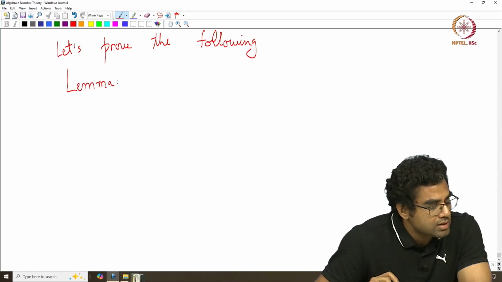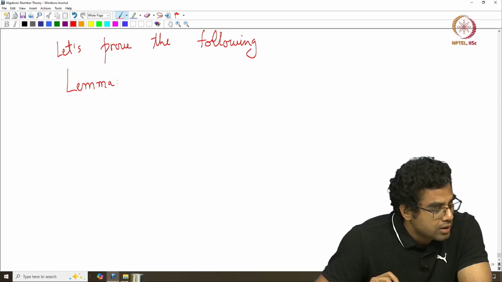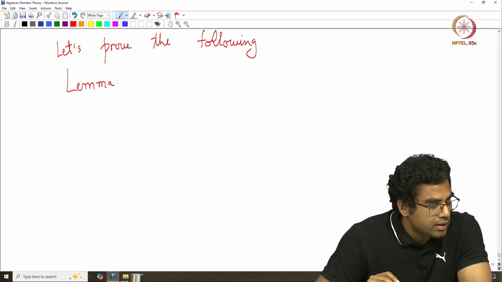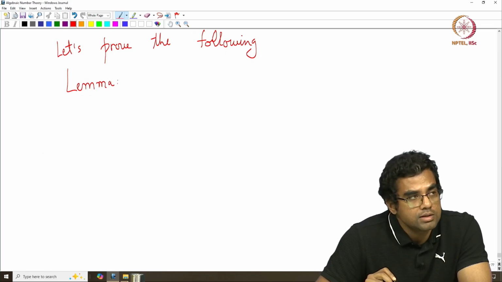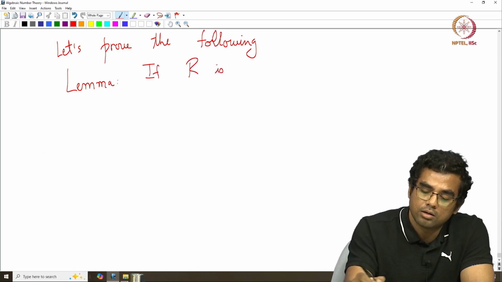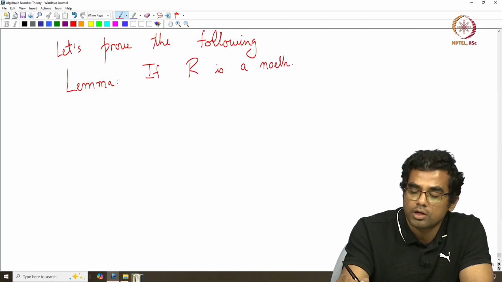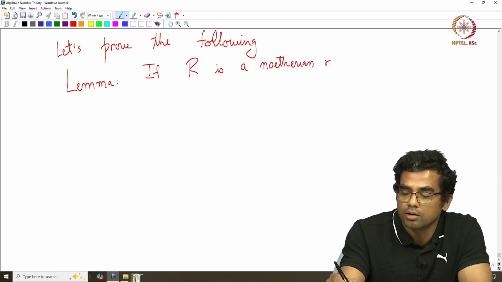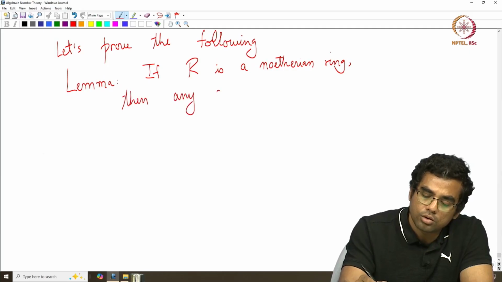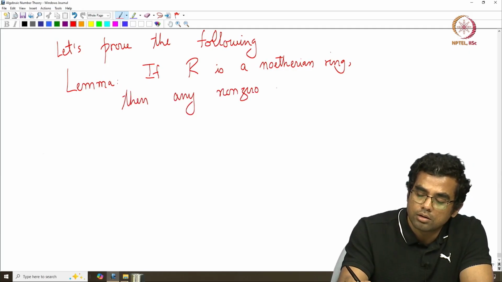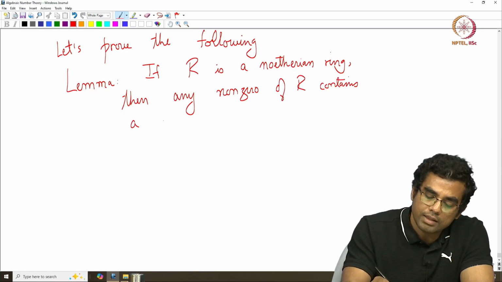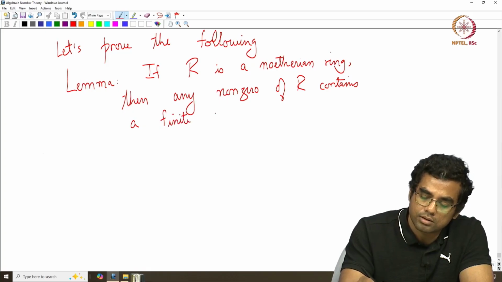Okay, what does it say? It says that if R is a Noetherian ring, then any non-zero ideal in R contains a finite product of prime ideals. So, if R is a Noetherian ring, I am not even assuming that it is a Dedekind domain, then any non-zero ideal of R contains a finite product of prime ideals.